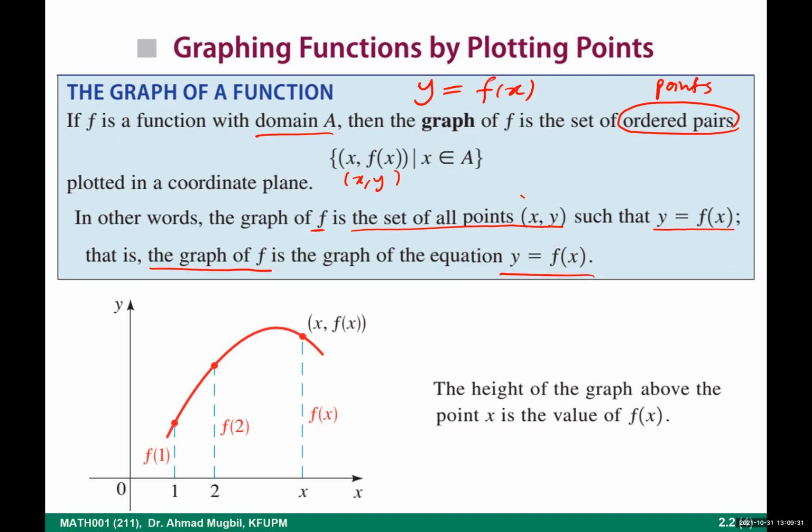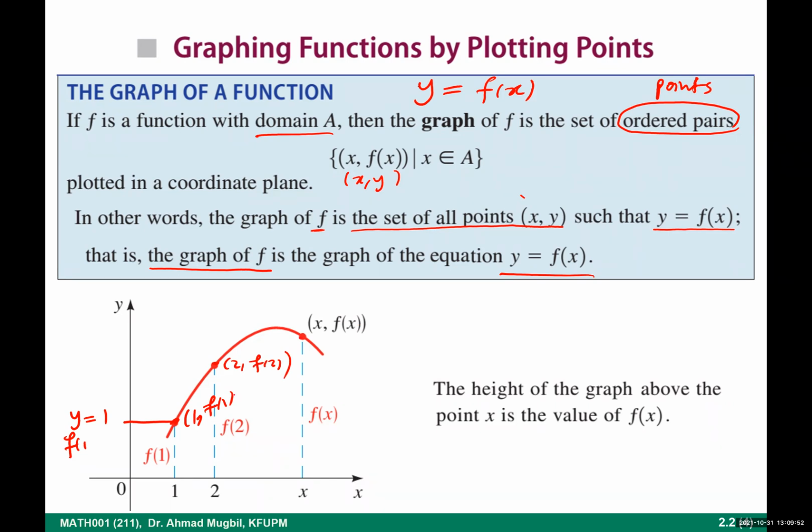Look at this graph here. So at 1, this is f at 1. So this means that y here is f at 1. So this point is in fact 1 and f at 1. This point here is 2 and f of 2, the ordered pair 2 and f of 2. In general, x and f of x.